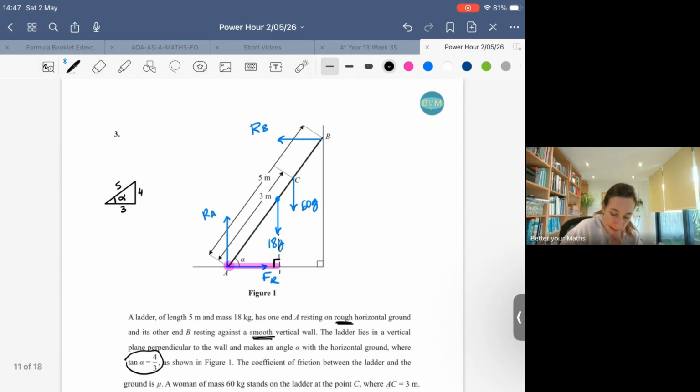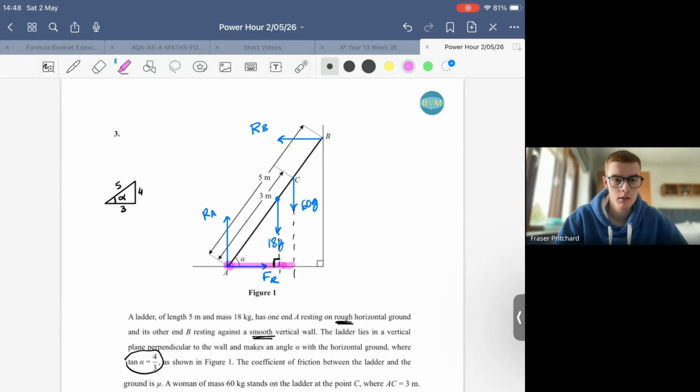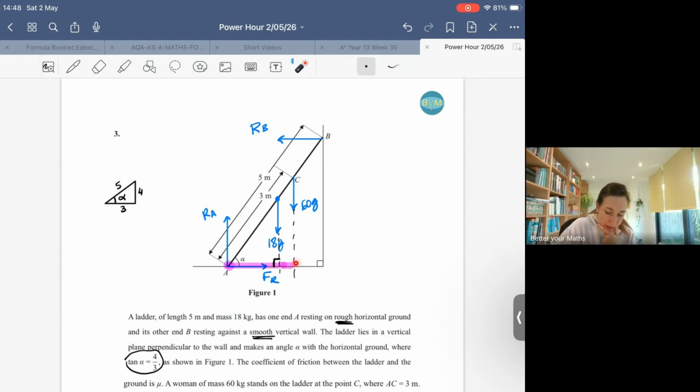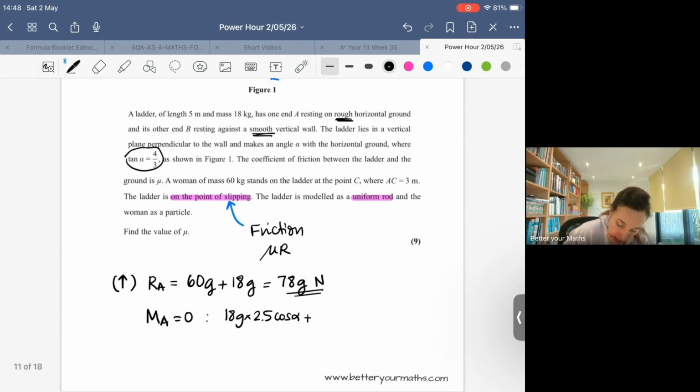Who can tell me the next one? So this one, 60g. Fraser. Is it 3 sine alpha? It's again the adjacent. So it is cos. Cos, exactly. So the hypotenuse is 3, and again it's the adjacent. So it's going to be 3 cos. This distance is 3 cos, and multiplied by 60g. So 60g multiplied by 3 cos alpha.